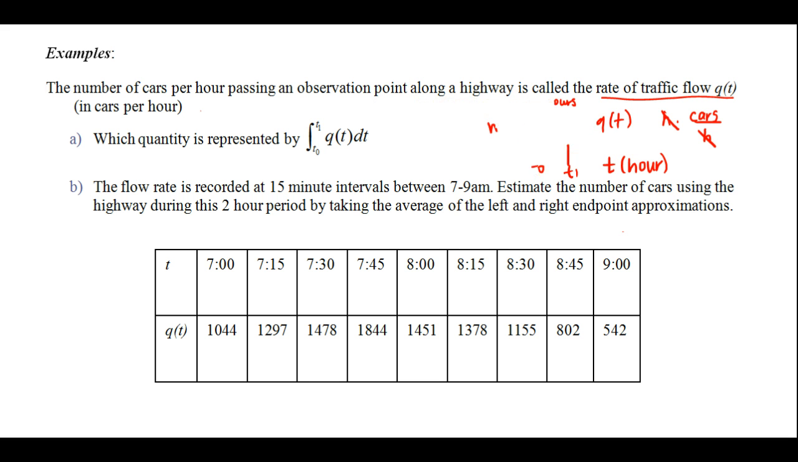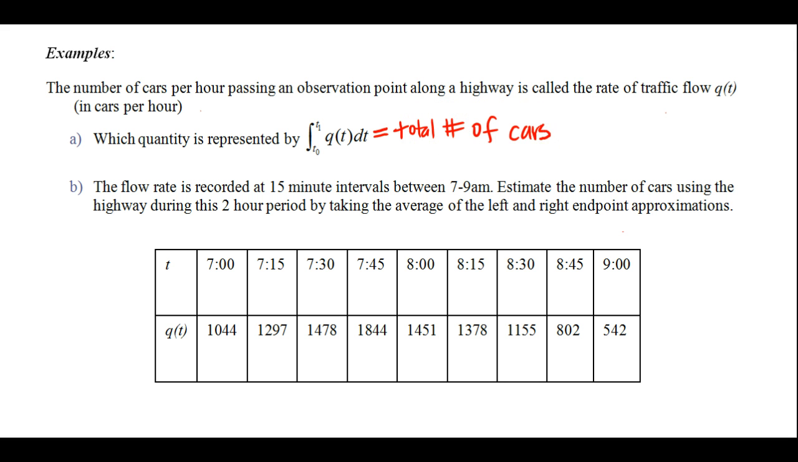So let's go ahead and erase this, and we want to summarize this in a sentence answer here. So the rate we were given is in cars per hour, and my units of time were in hours. So the idea is that the units of time, hours, are going to cancel, and we're only left with a unit of cars. So this integral represents the total number of cars that pass the observation point on the time interval, or between time 0 and time 1. So counting how many cars pass by.